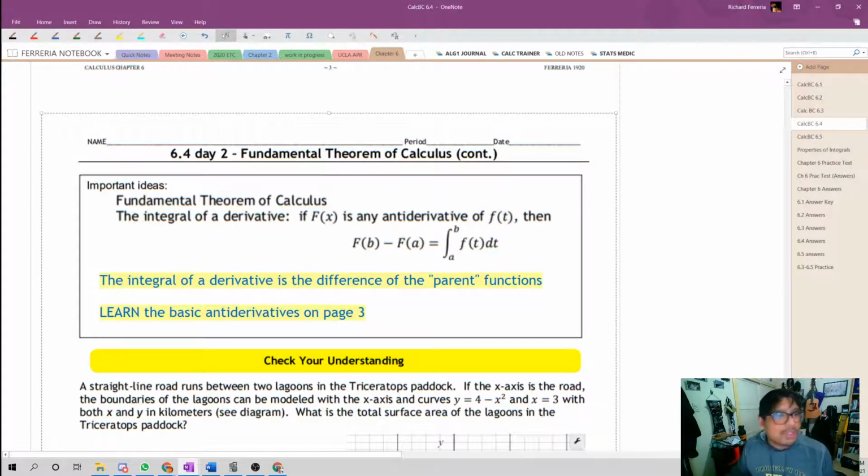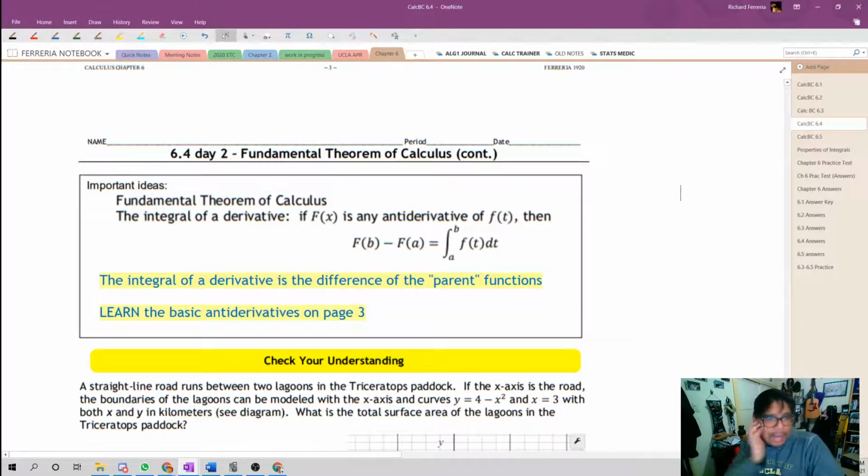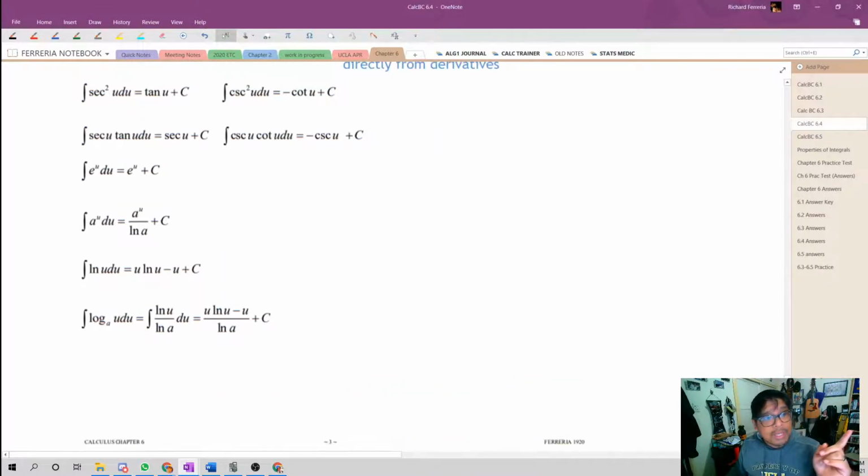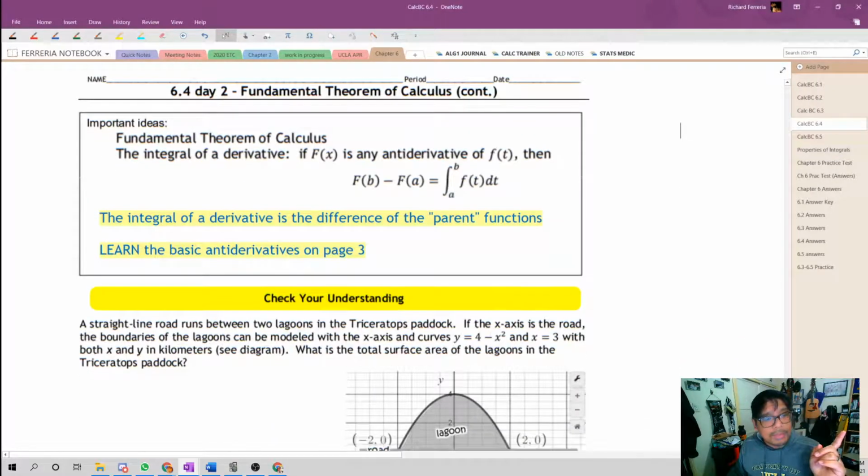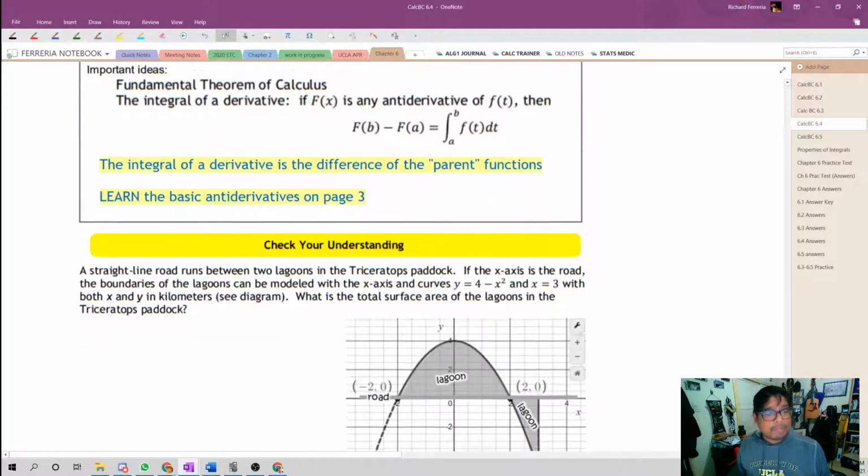And this brings us to our important ideas. To tell you the truth, there's not a whole lot new here that we haven't seen before. I mean, we saw this part of the fundamental theorem of calculus in section 6.3. So we're just going to go right into it. Make sure you learn those basic derivatives and antiderivatives on this page 3. So there's your caution.